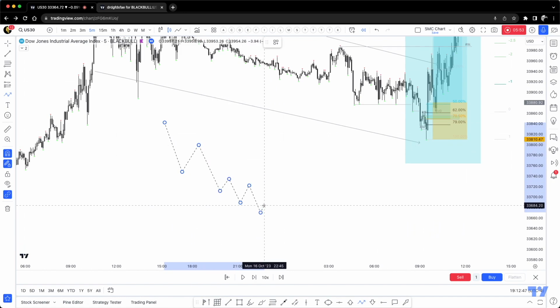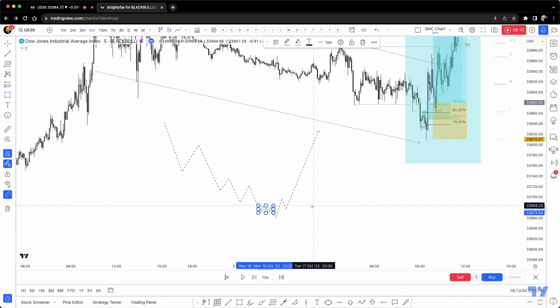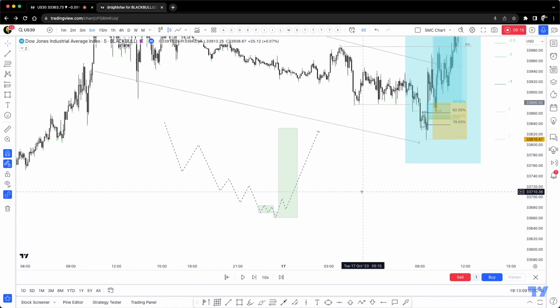And then all of a sudden, there's a little consolidation, maybe a double bottom like that. And then price sweeps, then displaces to the upside, and then boom, this is it, right? So what you have here is very little. You have accumulation, manipulation, and then boom, distribution, right?